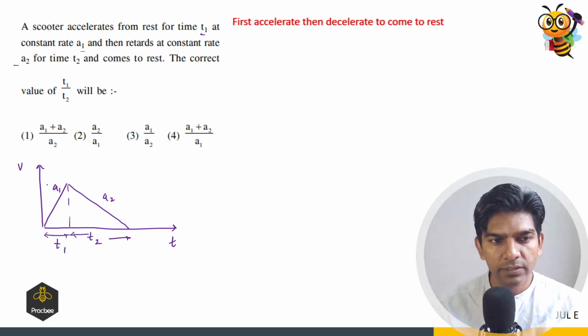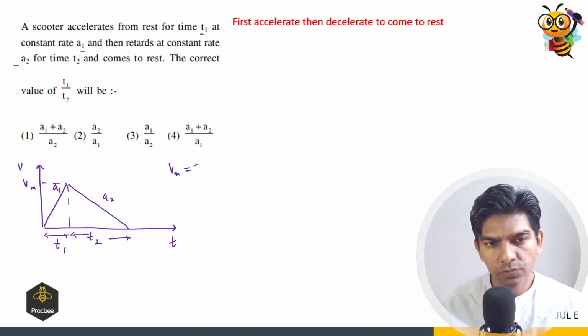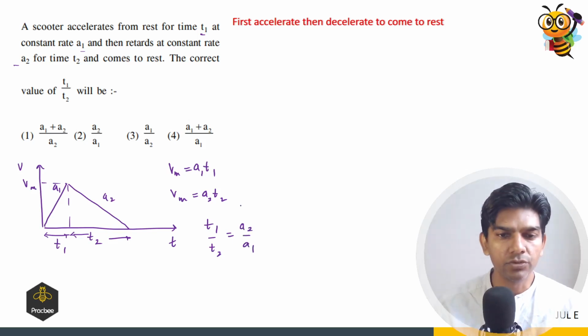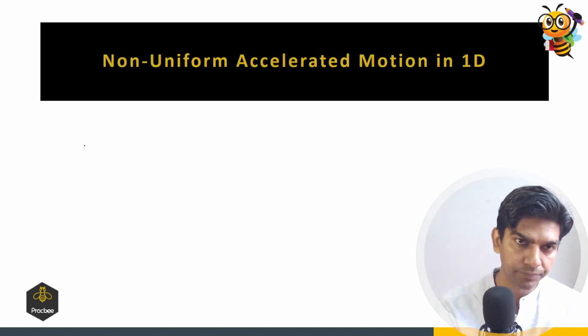Okay, so we can say the maximum velocity attained is Vm. So Vm equals a1 times t1, Vm equals a2 times t2. So t1 by t2 will be a2 by a1 if I take the ratio. So it should be a2 by a1, so option 2 is the right answer.